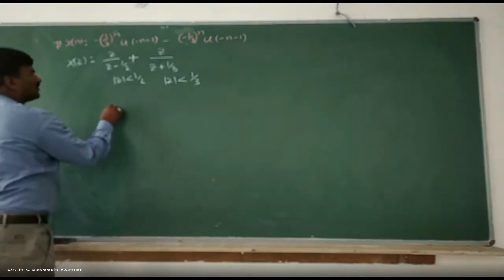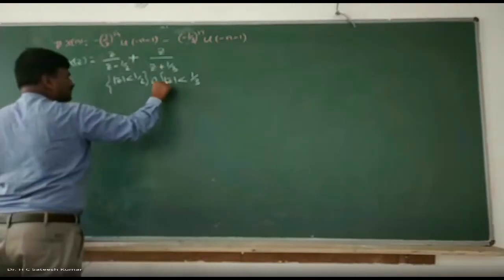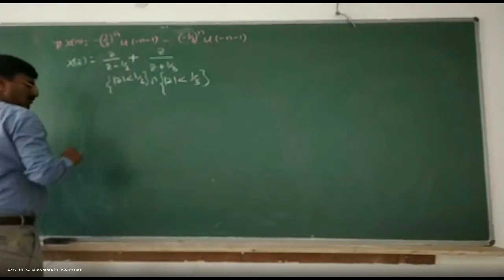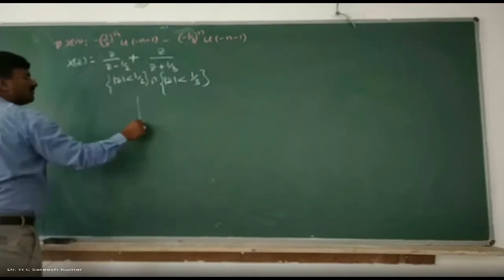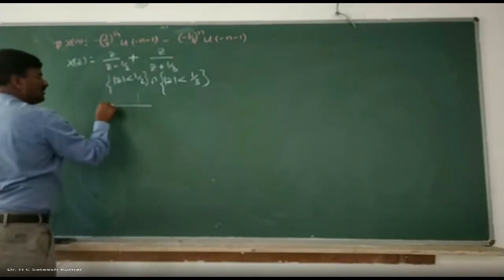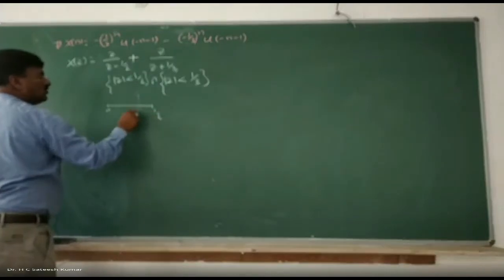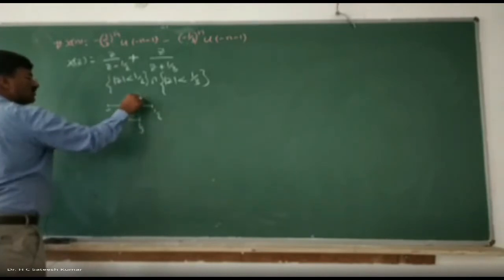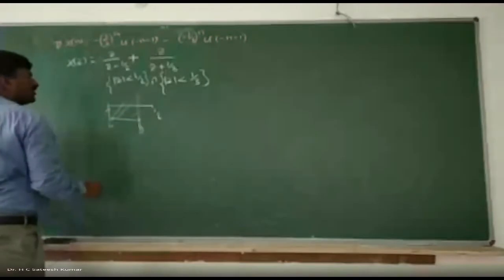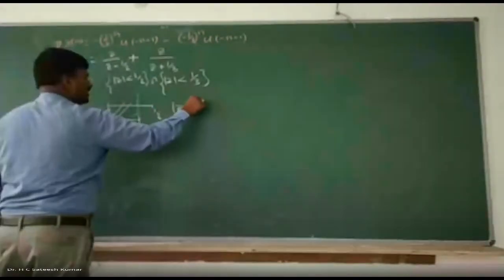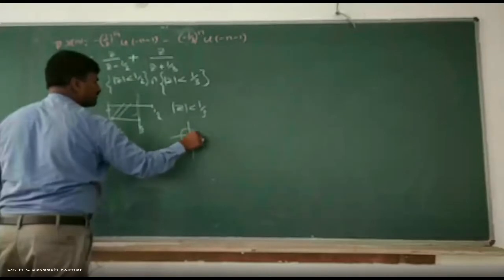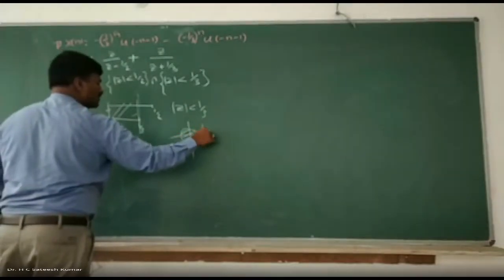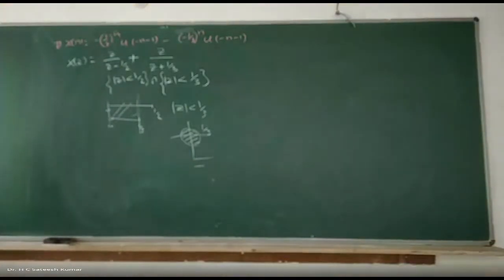So the ROC is the intersection of these two: mod z less than 1 by 2, and mod z less than 1 by 3. What will you get? The first is 0 to 1 by 2, the second one is 0 to 1 by 3, which is less than 1 by 2. So combined, what is the common area? 0 to 1 by 3. Therefore the ROC combined is mod z less than 1 by 3. That's how we should do it. Very simple one. So this will fetch you 4 marks. In 2 lines you will get the answer, provided you know the standard relation.